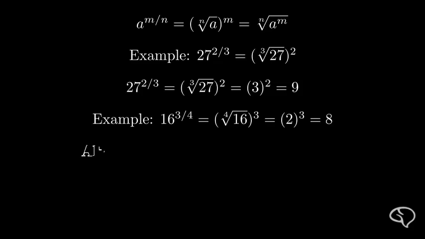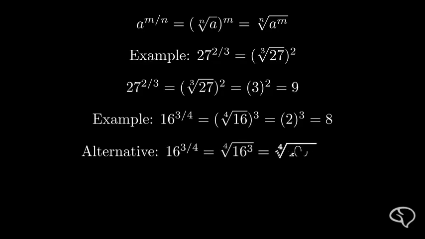You can also use the other form of the rule, where you raise to the power first. For example, 16 to the power of 3 over 4 could also be calculated as the fourth root of 16 cubed. 16 cubed is 4096, and the fourth root of 4096 is 8. Both methods give the same answer. We've now seen how to handle fractional exponents, connecting them directly to roots. This is a fundamental concept that bridges two important areas of mathematics.